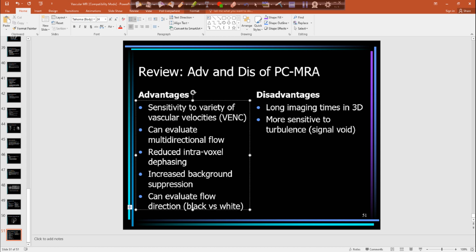Disadvantages: it does have a longer imaging time, especially in 3D. And sometimes it's a little bit more sensitive to turbulence. So if you have turbulent blood flow, it can create a little bit of a signal for it.